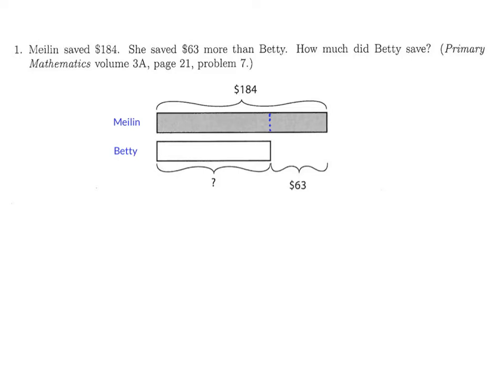I subdivided the rectangle for Meelan right here to be an equal portion with what Betty had. That means that we know this extra piece over here is the 63. So to find the answer, we can simply go 184 minus 63 to get the value of what Betty has.